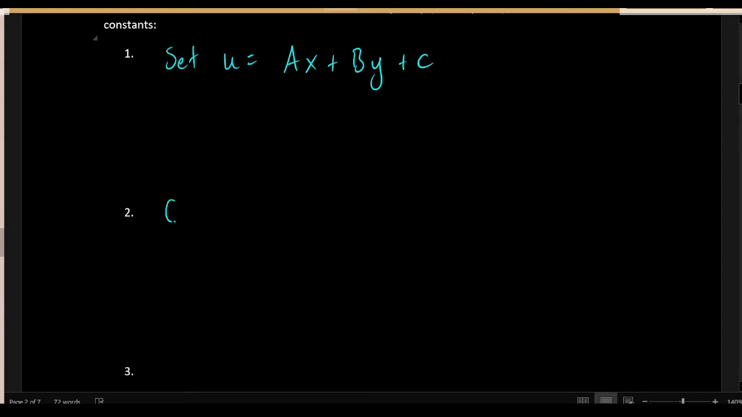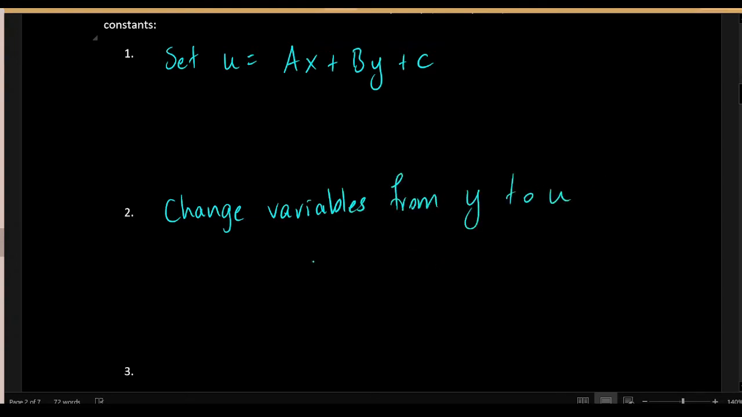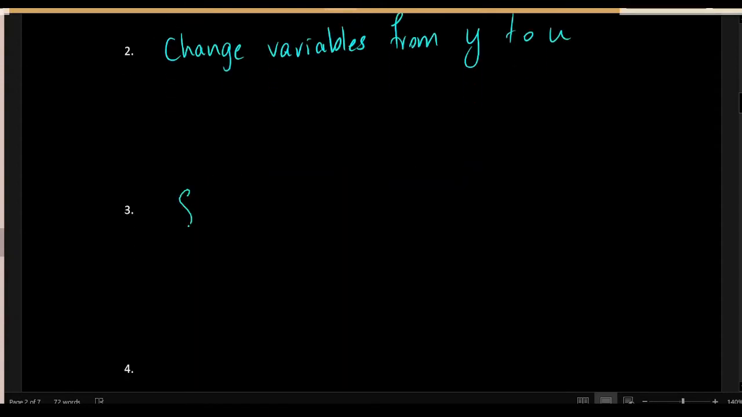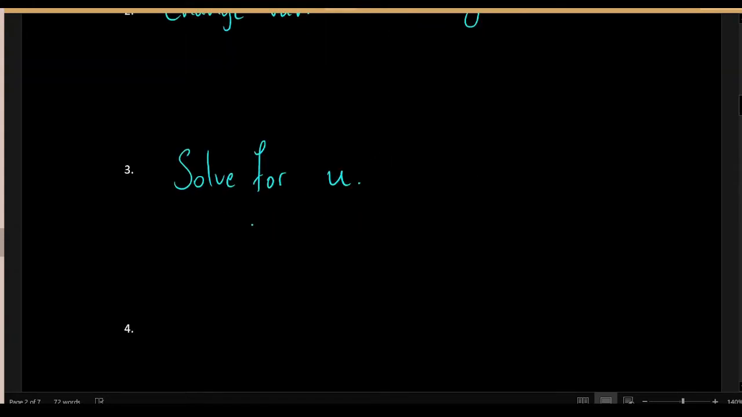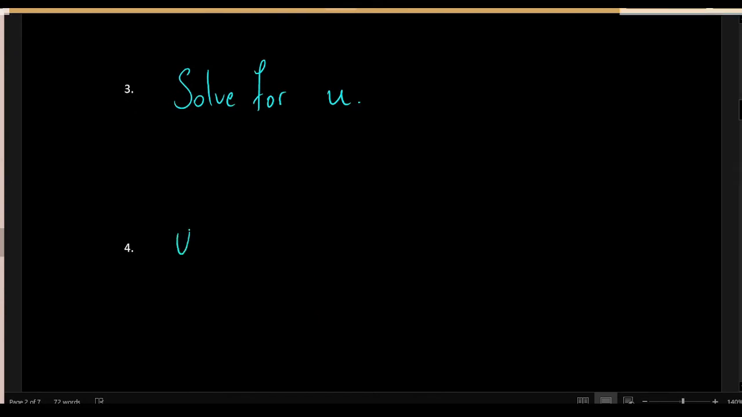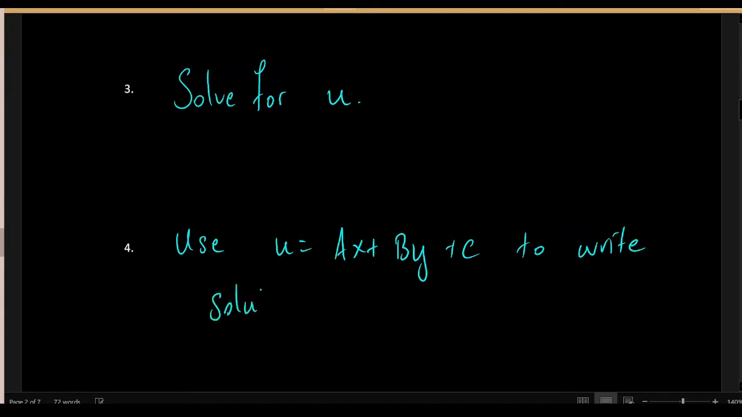Once you have done that, then go ahead and try and change variables from y to u, and then once you've done that, try solving the resulting equation for u. Then go ahead and return the solution to being in terms of y. You have to be a little bit lucky in order for this solution technique to be possible, but let's see a couple of situations where this technique can be used.